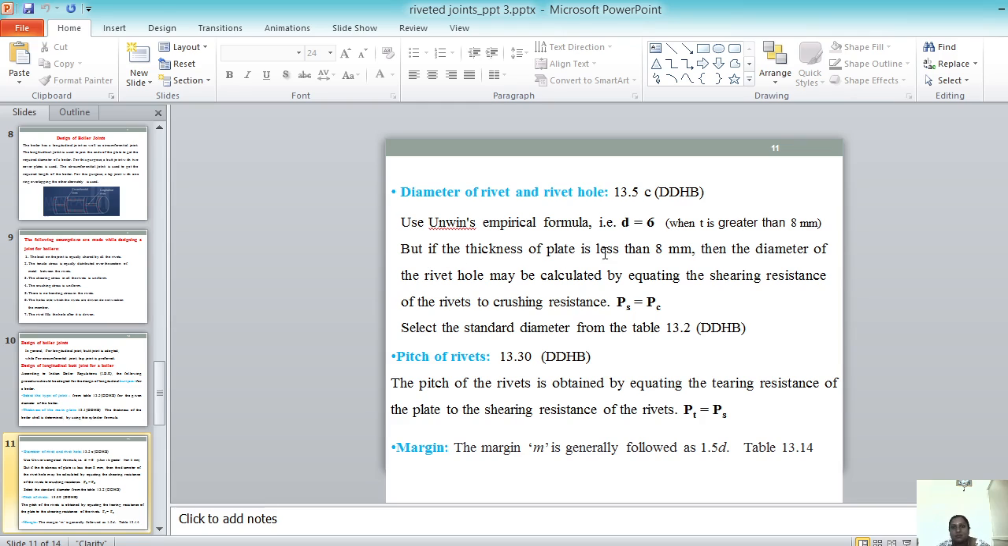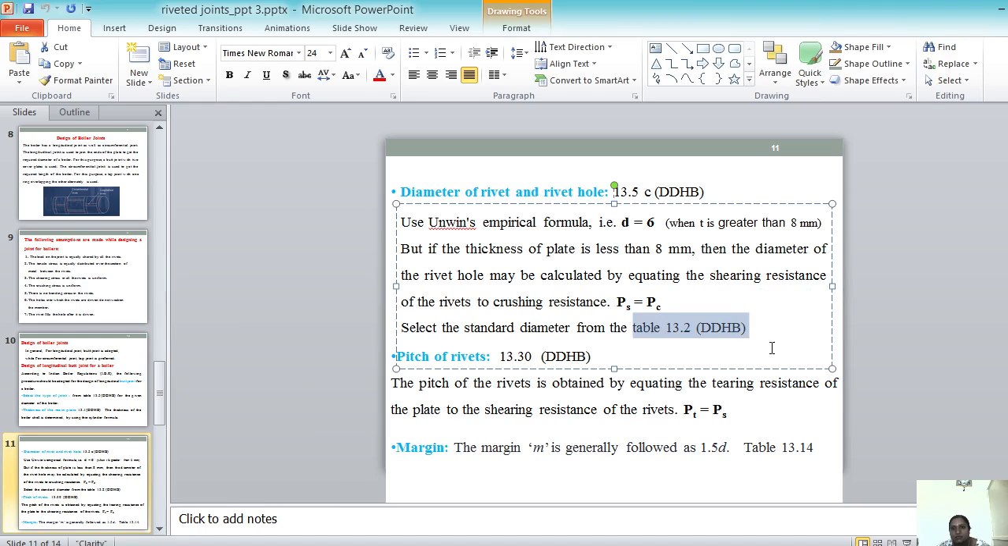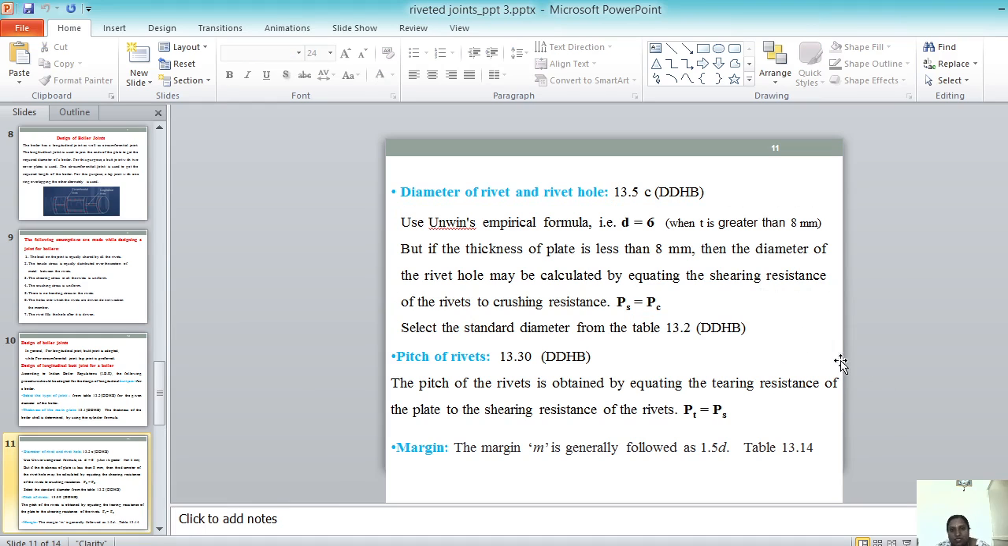If the thickness of the plate is less than 8 mm, the diameter of the rivet hole is calculated by using this equation, equating the shearing resistance to the crushing resistance. PS is equal to PC if the condition is that the thickness of the plate is less than 8. If it is greater than 8, D is equal to 6 is well and good. Then after doing all those things, go with the standard diameter. Again go with the table number. Refer to the design data handbook Lingaya.